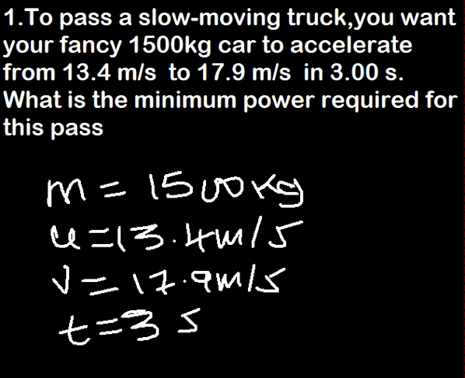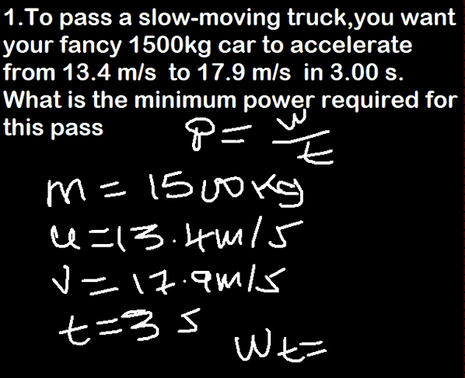You should understand that since we have the aspects of time and velocities, the power will be given as the work done divided by time. How should we get the work done? The work done will be calculated using the work-energy theorem, which says that the total work done is equal to the final kinetic energy minus the initial kinetic energy.